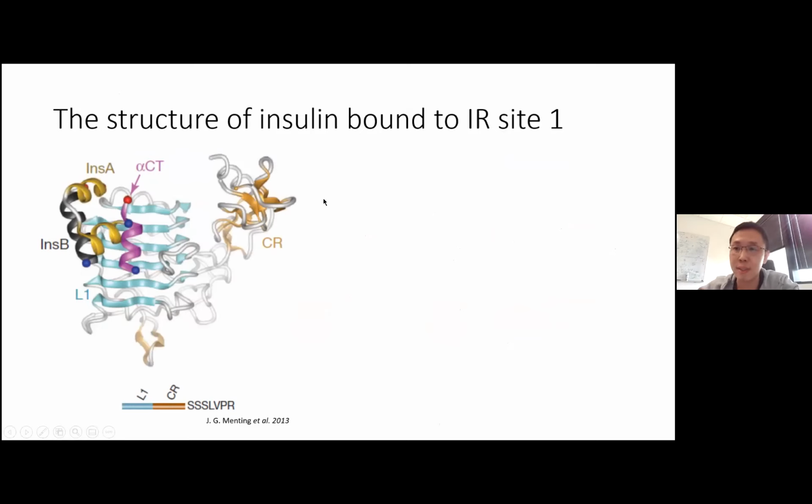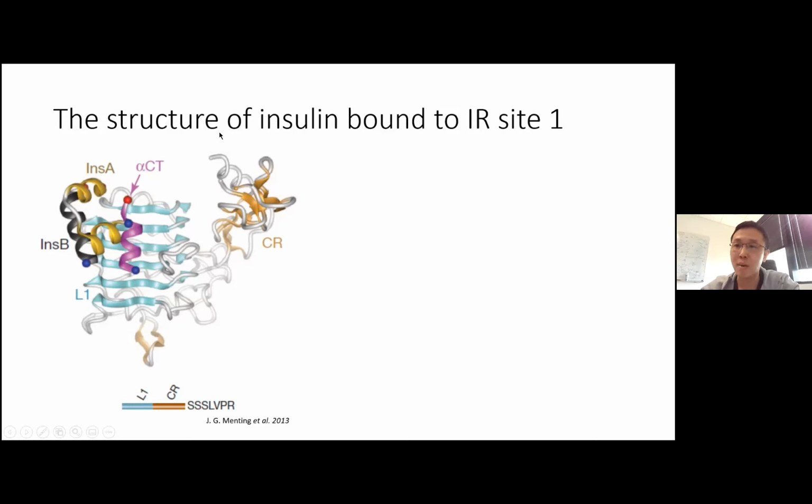The previous apo state was published in 2006. Seven years later, the same group solved the structure of insulin bound to a truncated insulin receptor that only contains the L1 domain and the alpha-CT motif. Remember I told you the alpha-CT always stays together with the L1 domain. The L1 domain plus alpha-CT motif serve as insulin binding site 1, so it is clear how insulin is bound to site 1 of the receptor.